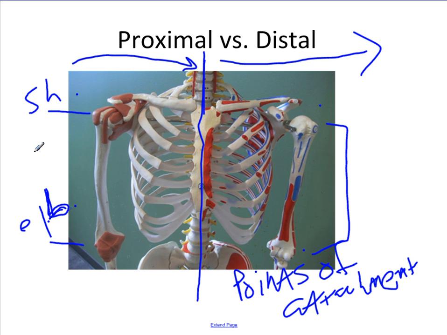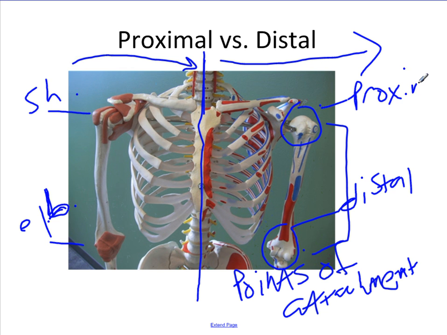Okay, which point of attachment is farther away from the midline? Well, that would be the elbow. This would be the distal aspect of the humerus, and then this would be the proximal. I'm just gonna abbreviate proximal. That would be the proximal aspect of the humerus. Okay. This would be the distal aspect of the clavicle. This would be the proximal aspect of the clavicle. Okay. Obviously the most proximal points of attachment would be where the ribs meet the sternum and where the ribs meet the vertebrae, or the vertebrae forming the joints in the back as well.